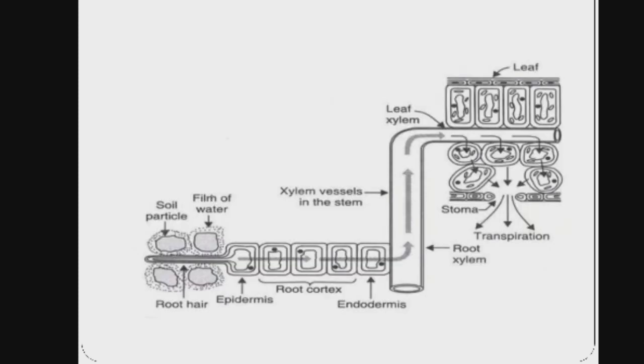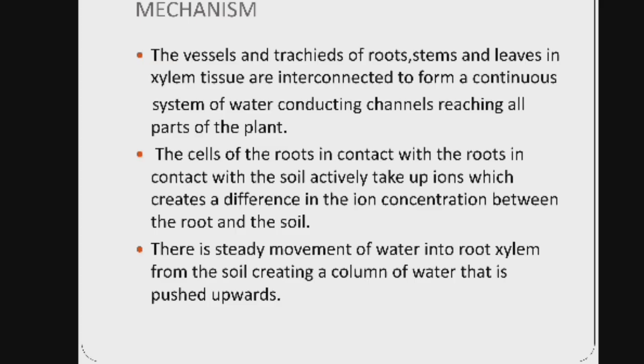Here in this figure you can see how the water is absorbed by the roots, through the root here, and is transported to the other parts of the plant, that is the stem and then the leaf. Now let us know about the mechanism. So how is it transported?